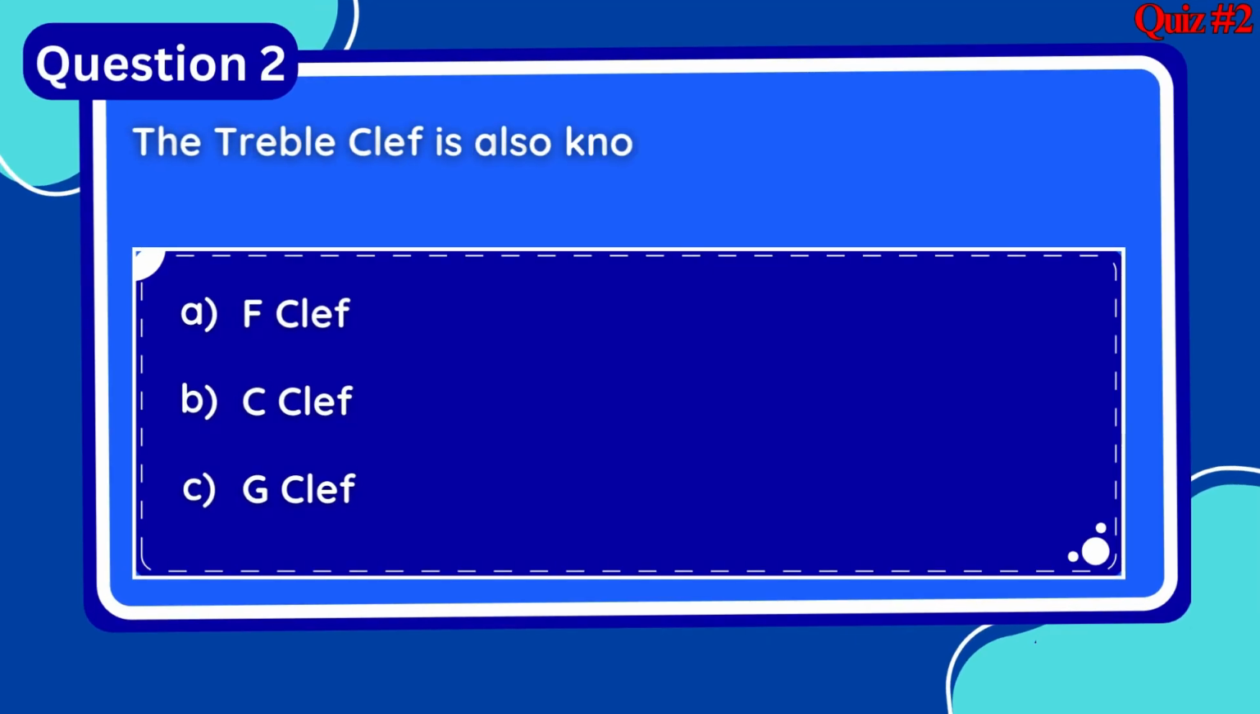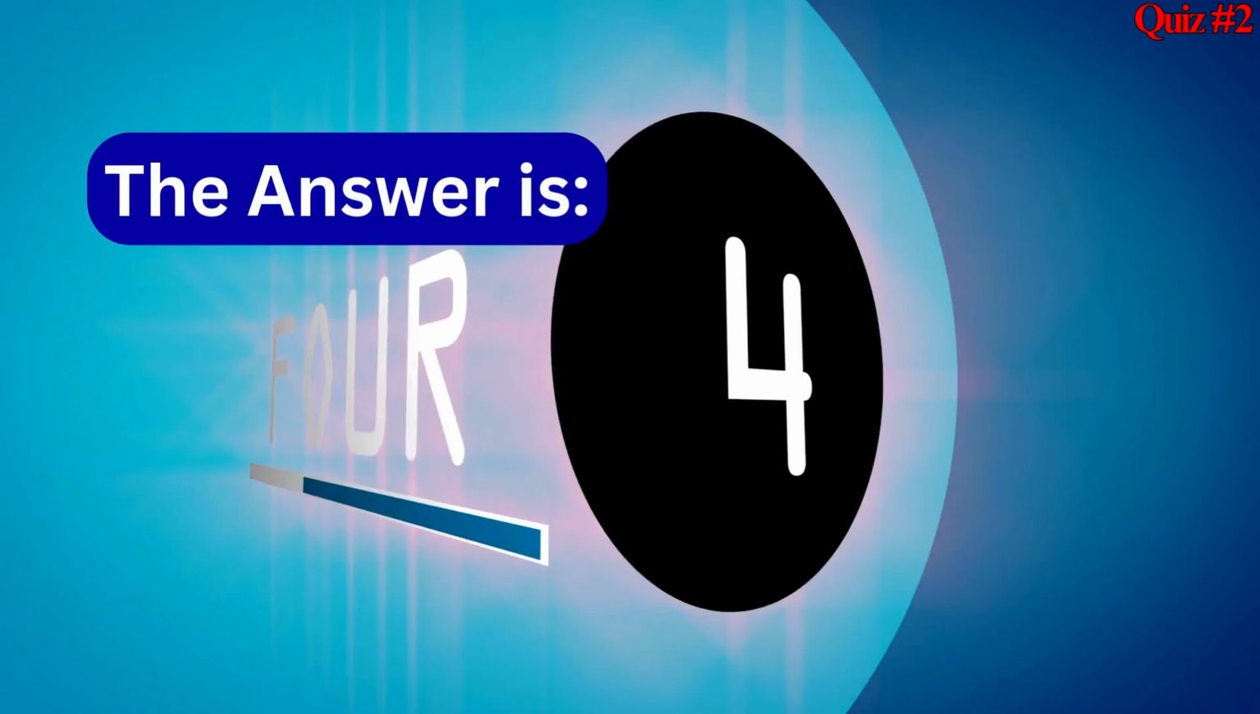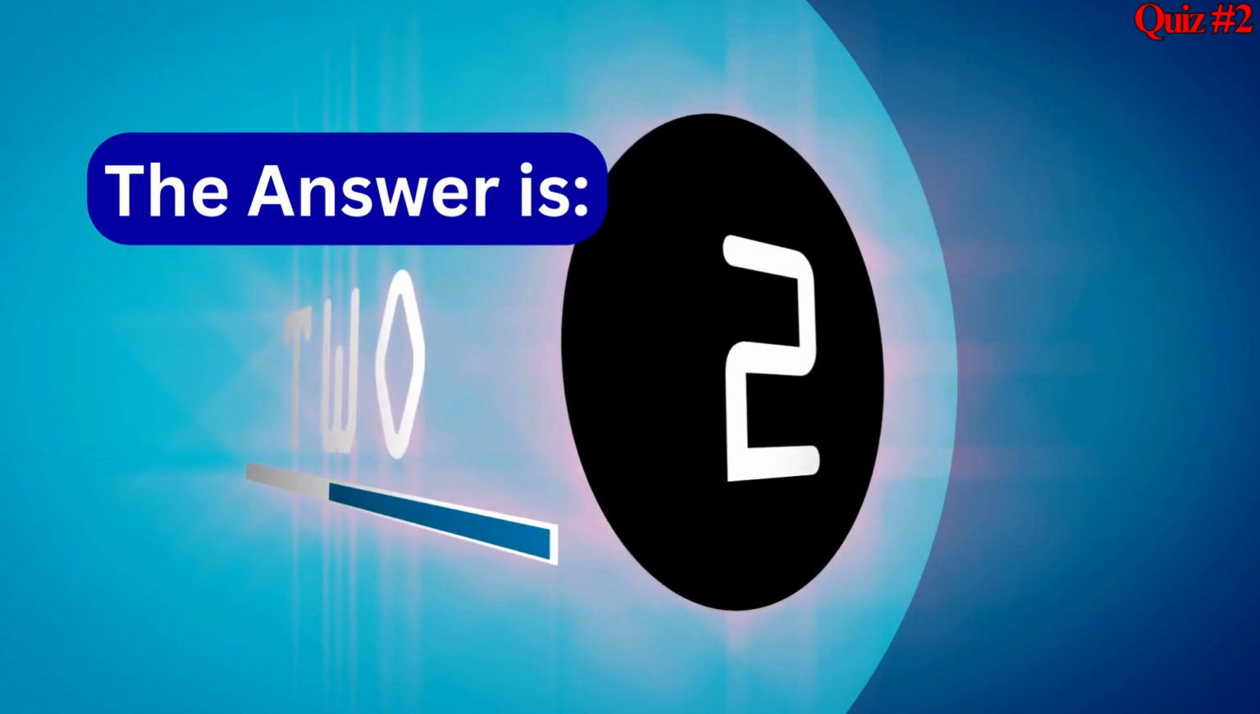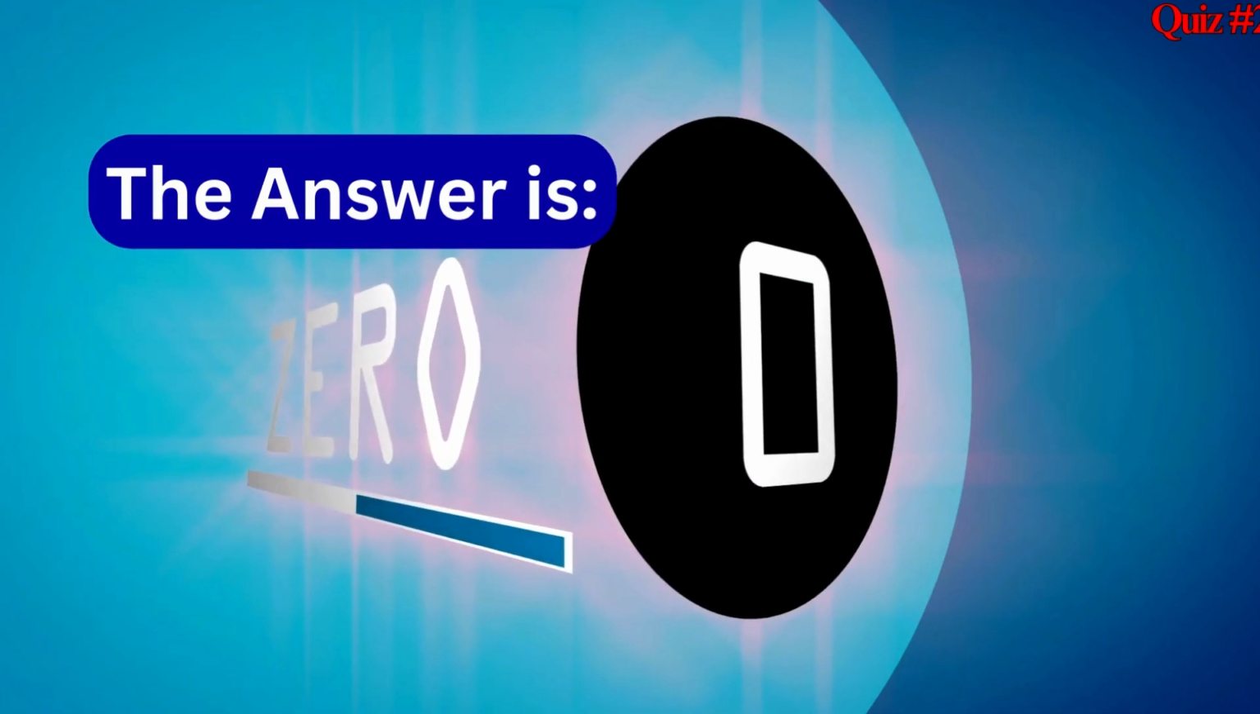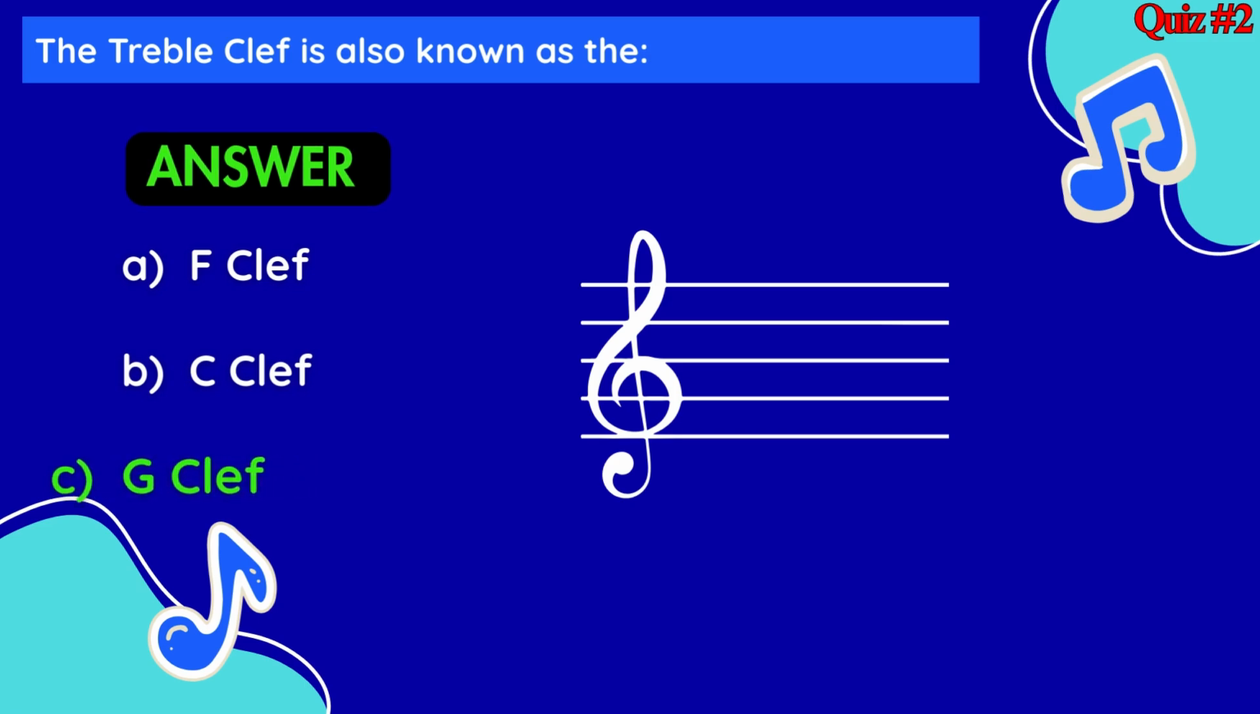Question 2. The treble clef is also known as the A. F clef, B. C clef, or C. The G clef. The answer is C, the G clef.